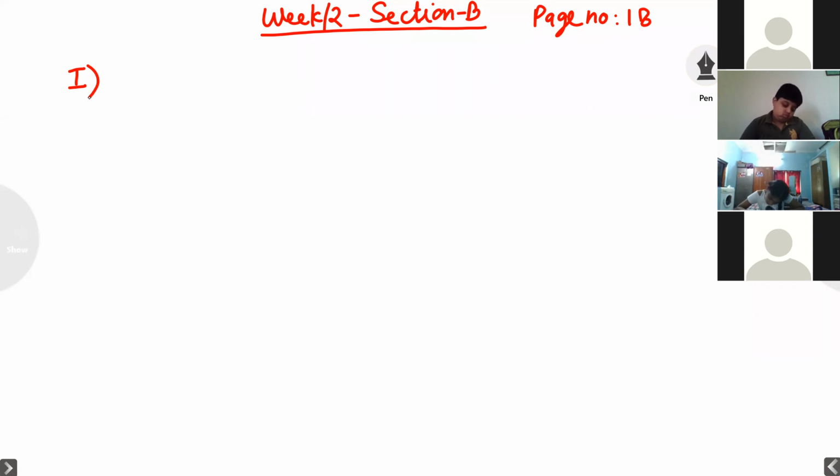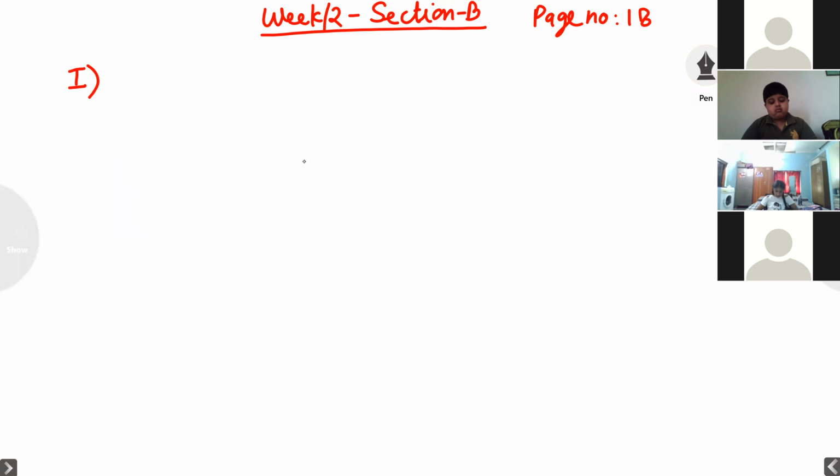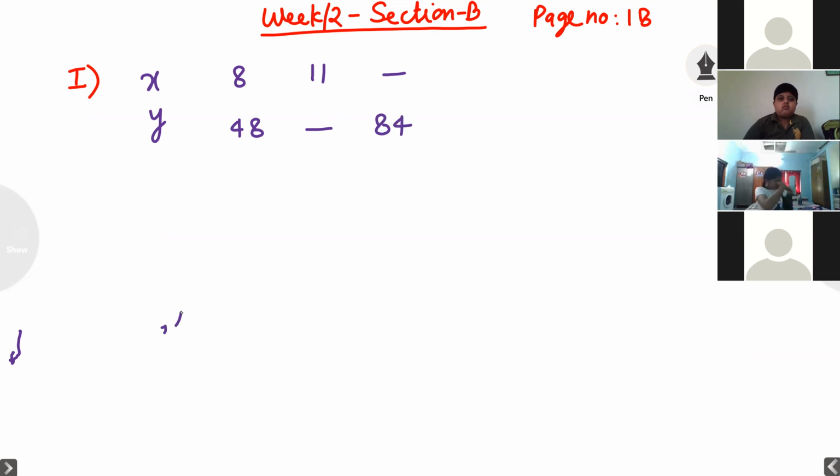If X and Y are varying directly, which formula will apply? Y by X or Y into X? Y by X. Variation means I want to apply the first formula, Y by X. Now they have given one table, X, Y. X value is 8, Y is 48. Here 11, we don't know this value. This value we don't know, 84. This value he has given 21, and this value we don't know.